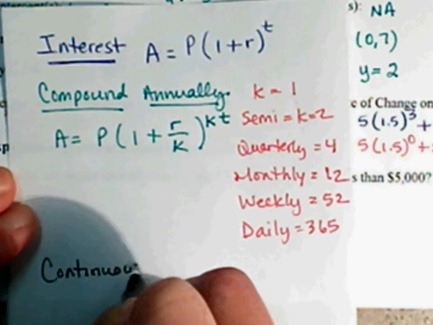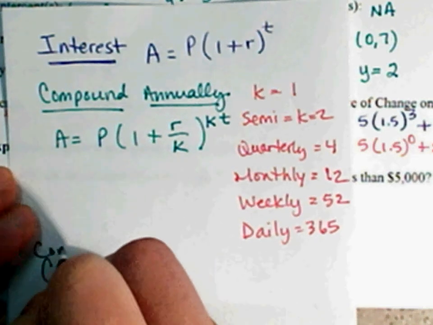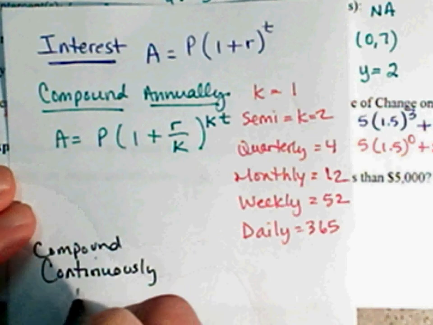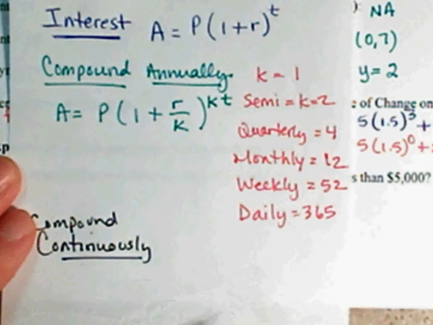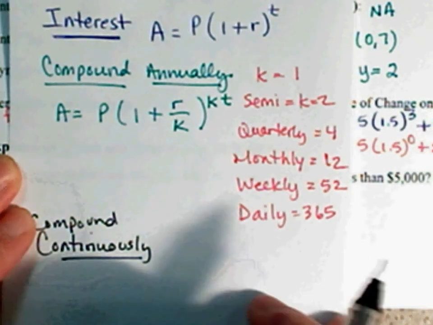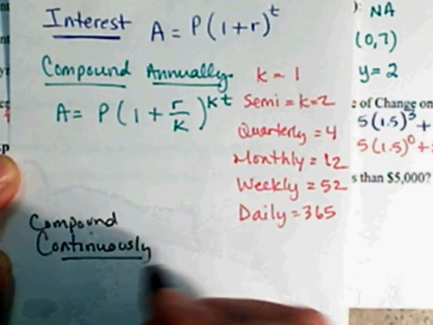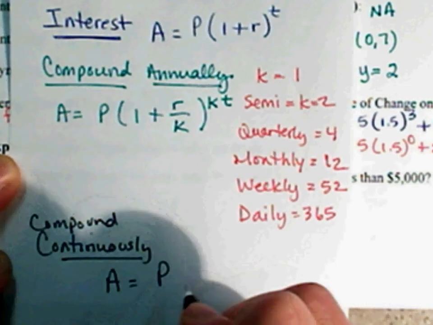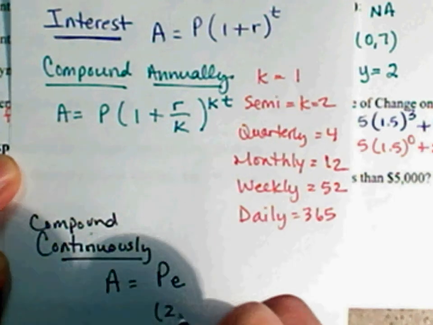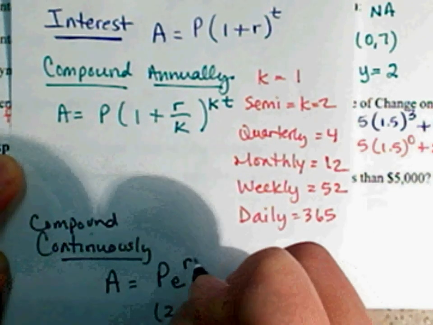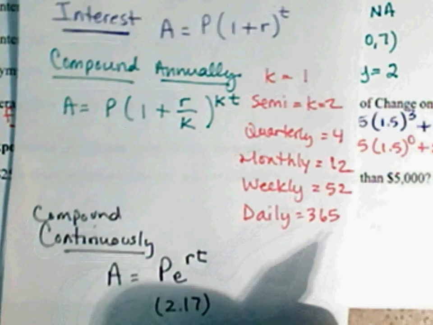See the word continuously? That's radioactive decay. If it says radioactive decay or compound continuously, you would use P times e. e is on your calculator, and if you don't know it, it's 2.718 raised to the r times your t. Okay, so those are the 3 formulas that you need to know.